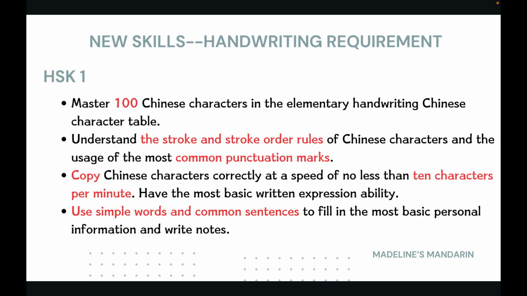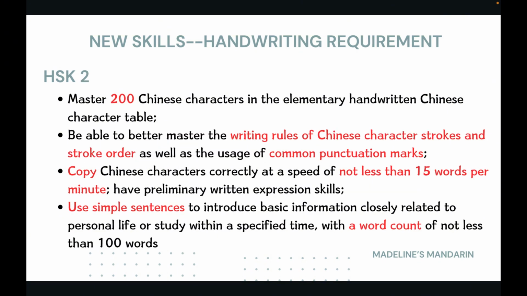Now let's look at the new skills handwriting requirement for each level. HSK 1. You need to master 100 Chinese characters in the elementary handwriting Chinese character table. Understand the stroke and the stroke order rules of Chinese characters and the usage of the most common punctuation marks. You can copy Chinese characters correctly at a speed of no less than 10 characters per minute. Have the most basic written expression ability. Use simple words and common sentences to fill in the most basic personal information and write notes.